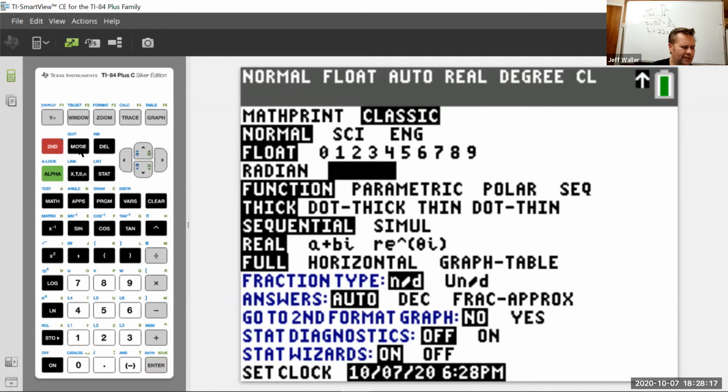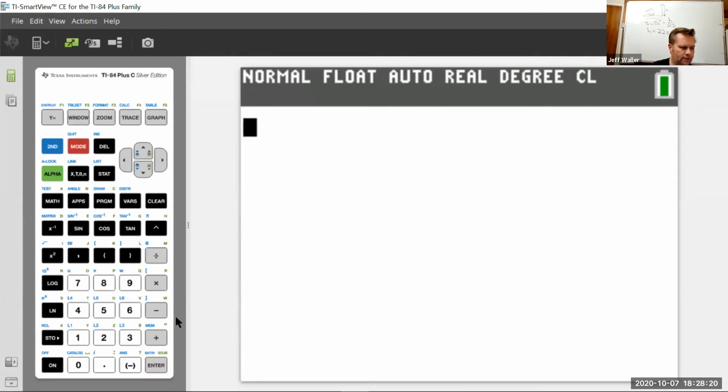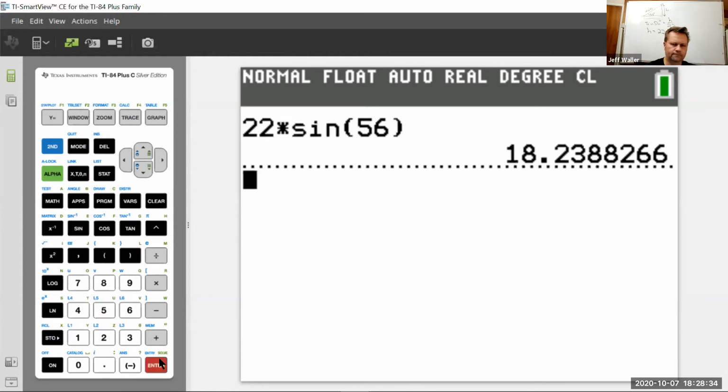So if I select degrees, now I can safely, and I can see right there, 22 times, what was it? Sine of 56. Here's your sine button, sine, cosine, tangent. Bam. All right, so it's 18, what was it? Feet, 18 feet up in the air. Roughly. So right in the middle of your calculator are the sine, cosine, and tangent buttons. And of course, above that are what we will eventually talk about, the inverse trig functions.